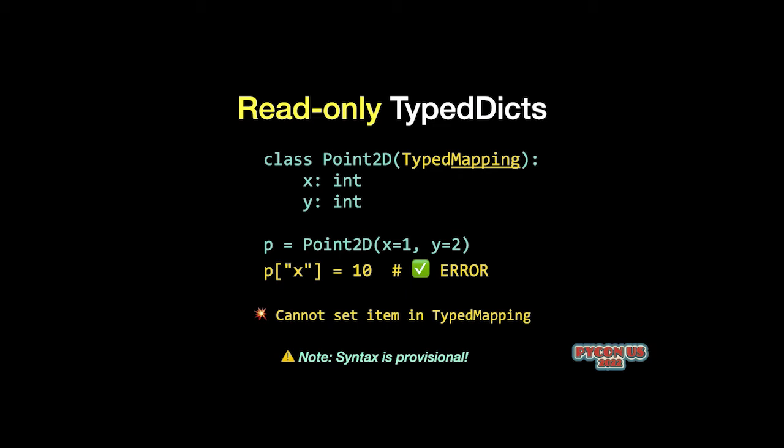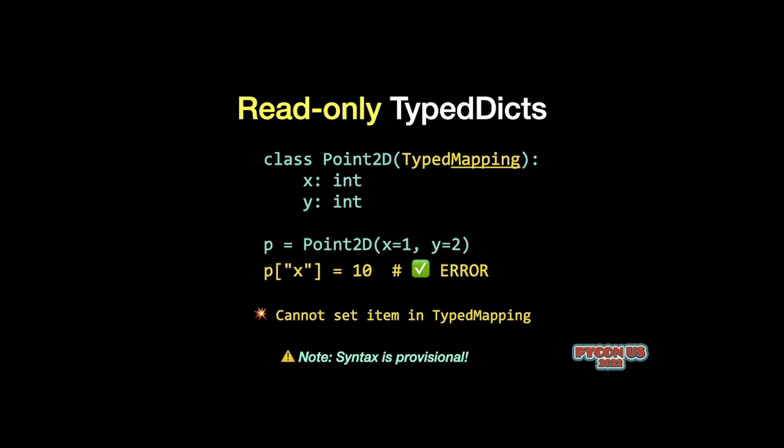And another thing, I'd have to review my type theory, but because this is an immutable type, there may be something that can be covariant here that wouldn't be possible in other cases. So there might be some interesting uses for that. So that's read-only typed dicts.